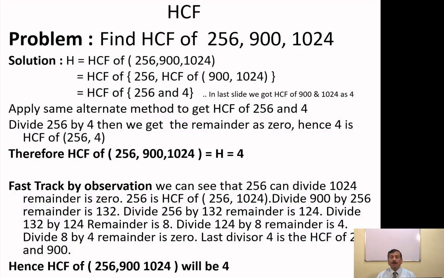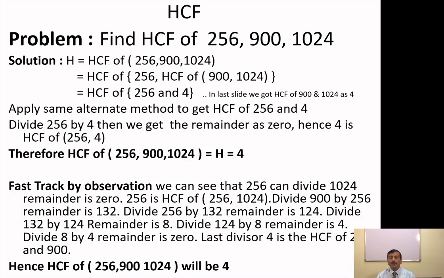If you look at it by observation, you can move in a little bit faster way. 256 is 2 to the power 8 and 1024 is 2 to the power 10. So 256 can divide 1024. So if we consider the HCF between 256 and 1024, it happens to be 256. So 1024 can be eliminated. And the HCF of the 3 numbers 256, 900 and 1024 is equal to the HCF of 256 and 900. How to obtain the HCF of 256 and 900? Again, the previous method.